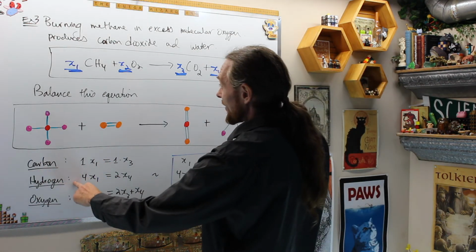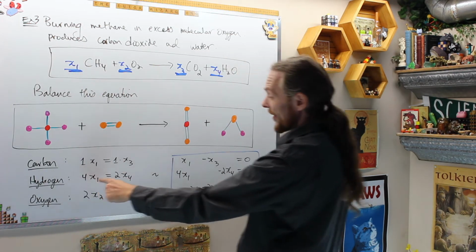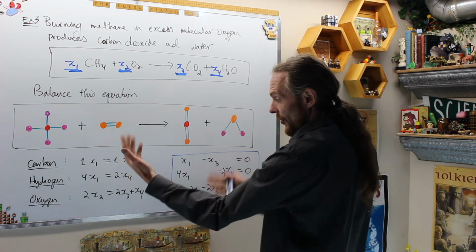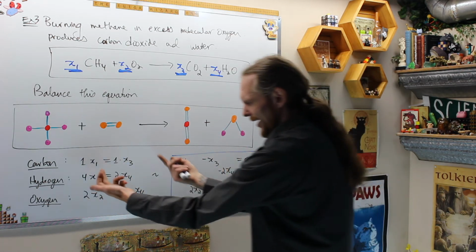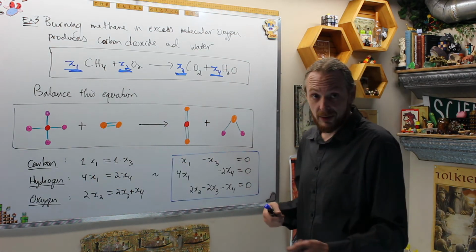In the next one, hydrogens. I have 4 hydrogens multiplied by x1. And then on the other side, I have right here 2 hydrogens multiplied by x4, and I want to balance those. I need to find x1 and x4 that will do this simultaneously. In the last one, hopefully you can see where I'm going with this.